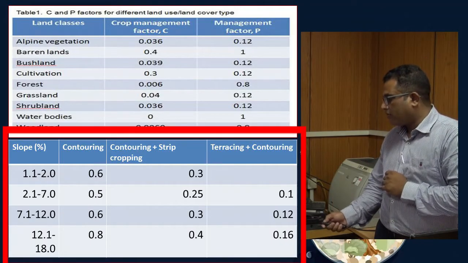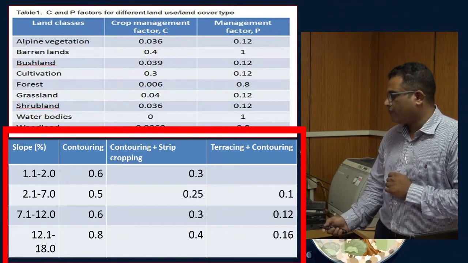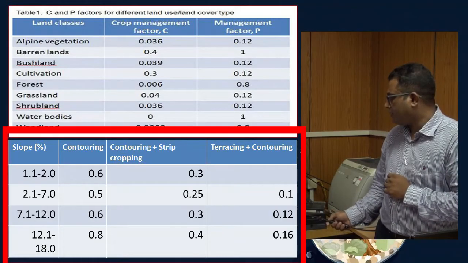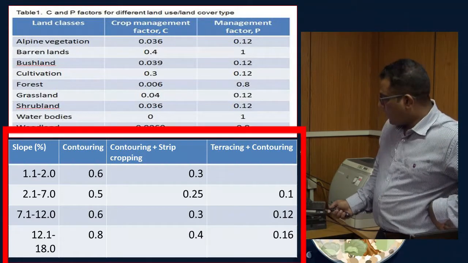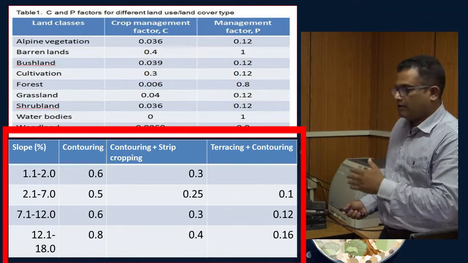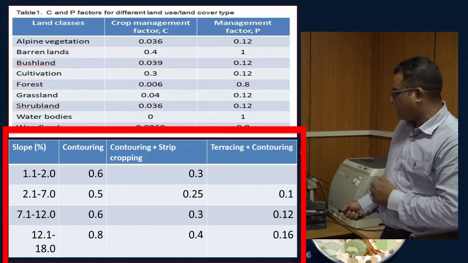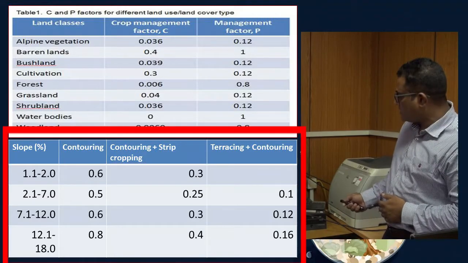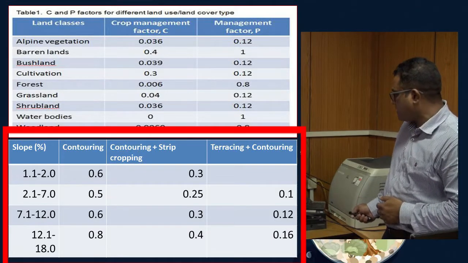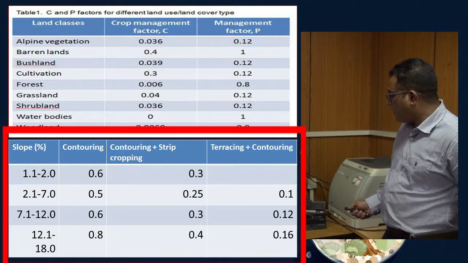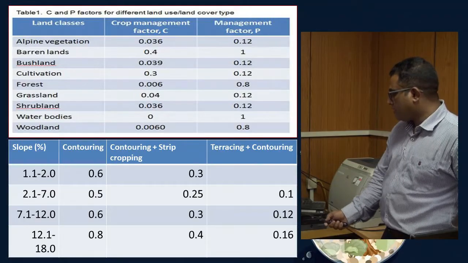Second, slope type 2 to 7% contouring. If contouring alone is followed, then 0.5 would be the crop management factor, and if contouring plus strip cropping is followed, it is 0.25. And if it is reinforced with terracing, then the value is even lesser. That means for this particular type of land slope, if contouring is supplemented with terracing, then the value is even lesser. Similarly, for higher slopes, these are the different values.